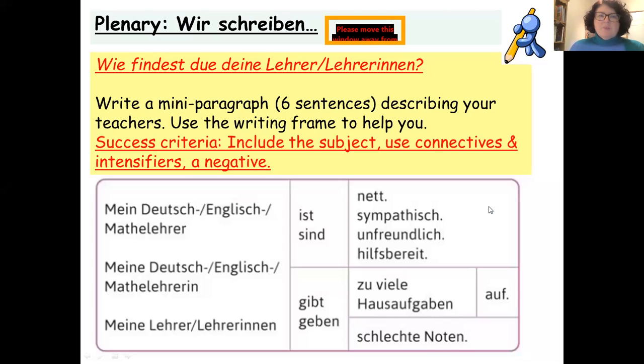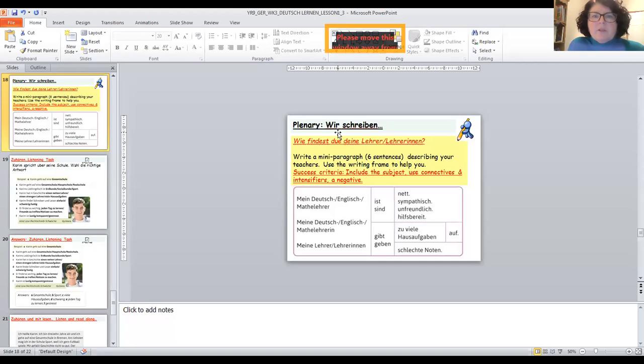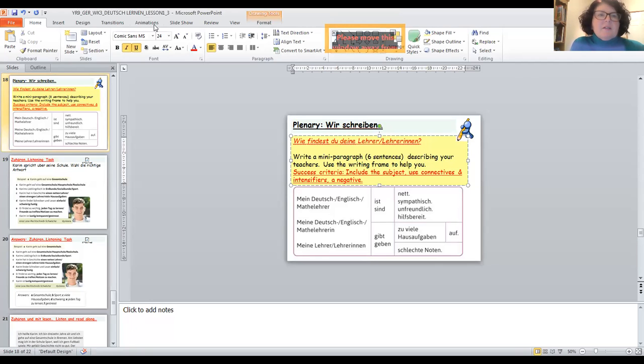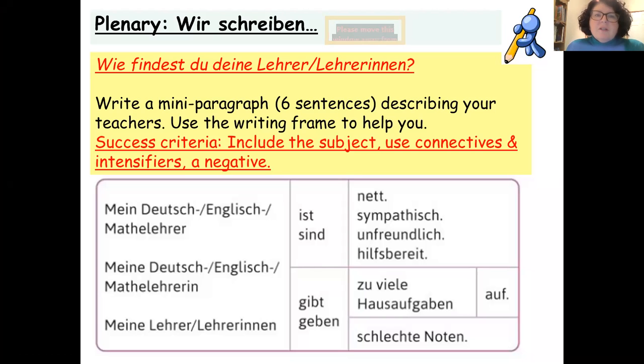Okay, wir werden jetzt ein bisschen schreiben. So our final plenary task is, I want you to answer the question. Wie findest du deine Lehrer und Lehrerinnen? Okay, sorry, I'm just going to correct that. There's a little extra E there that doesn't need to be there. So, wie findest du deine Lehrer? So, how do you find your teachers? Remember male and female teachers.